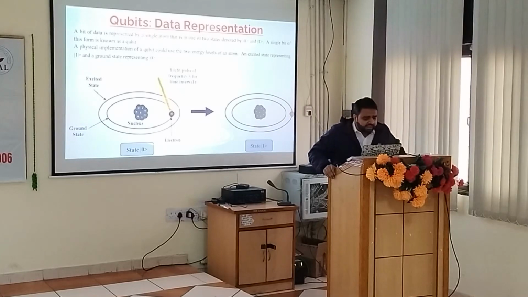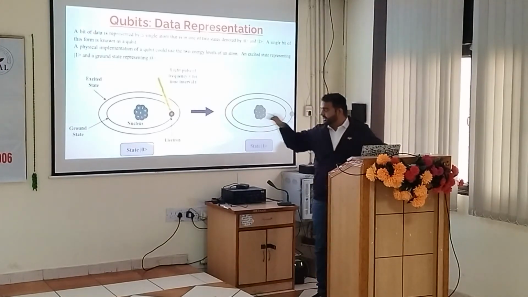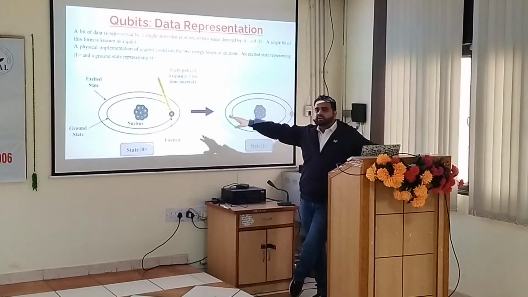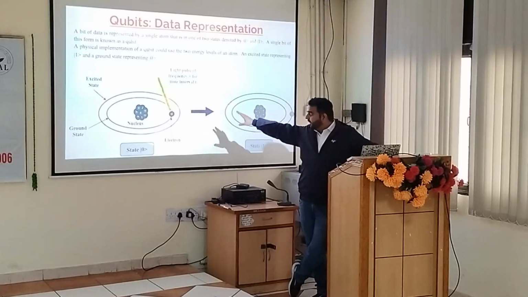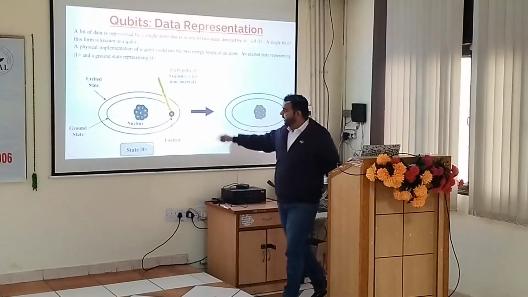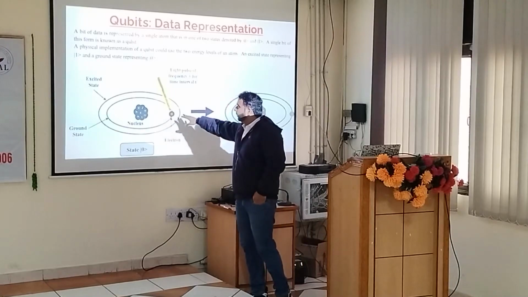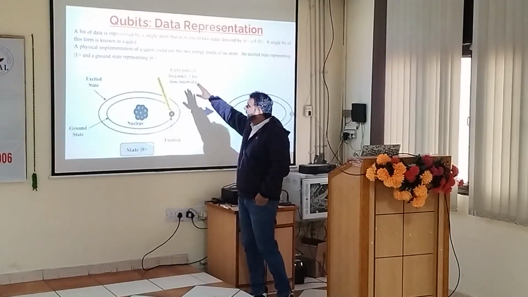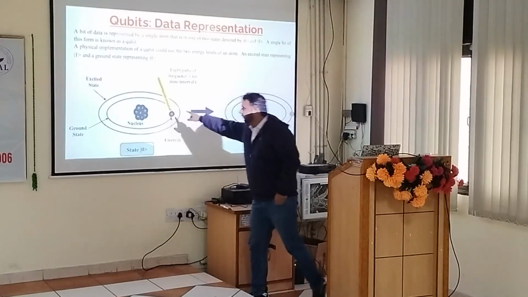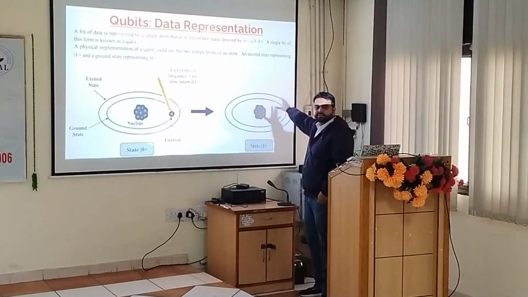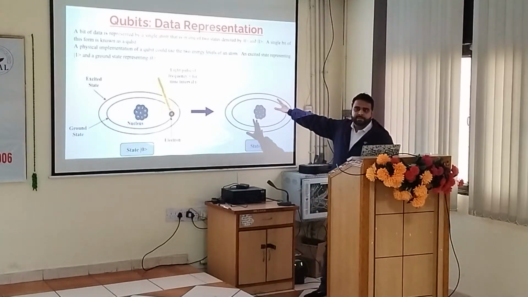Now, a bit of data is represented by a single atom, that is one of the two states denoted by 0 or 1. A single bit of this form is known as a qubit. Now let's take this, this is an atom basically. At the center we have a nucleus which is surrounded by a ring of electrons. So let's suppose we have an electron here. Let's suppose this inner ring denotes state 0. If I shine a light on it with the frequency of lambda and time interval t, what will happen? This electron will jump to the excited state. So let's suppose this excited state is state 1, right?